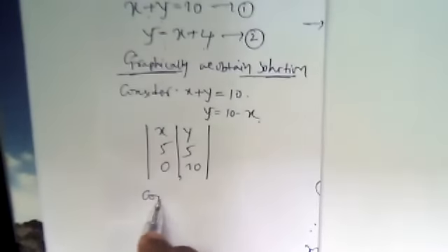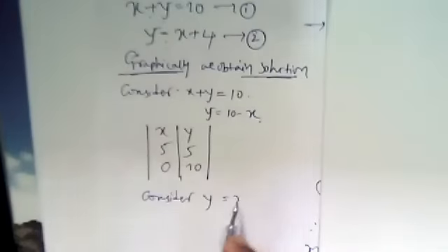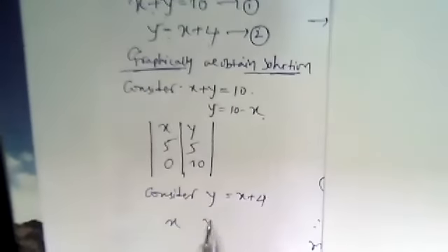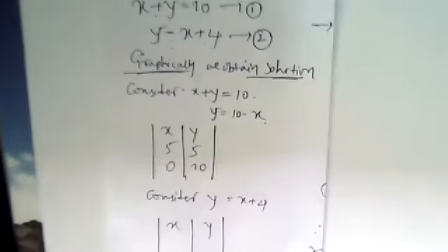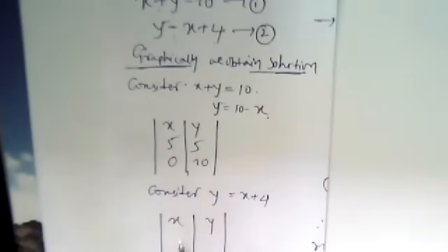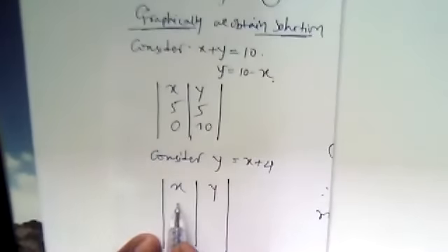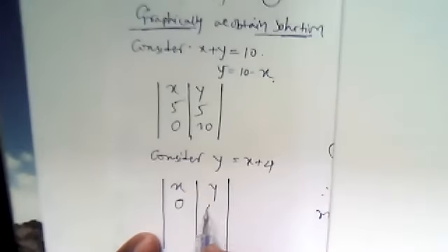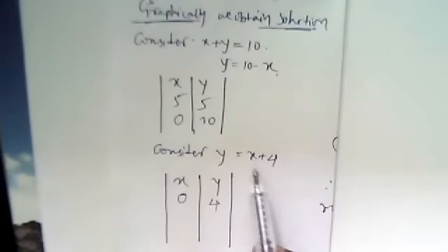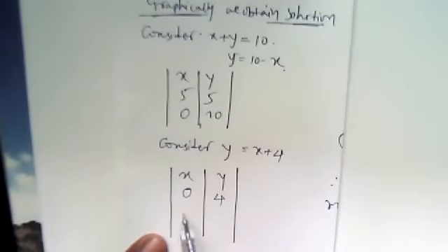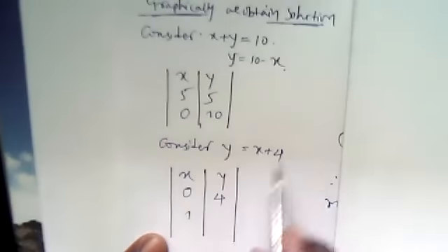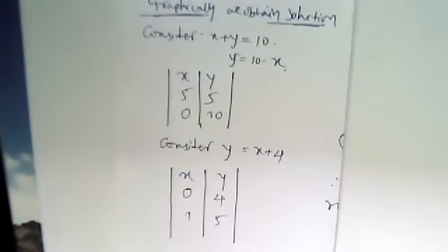Okay, the second equation is y is equal to x plus 4. Therefore, construct the table. What is the value of x? First value? 0. Okay, x is equal to 0 you can give. Therefore, x is equal to 0 means y is equal to 4. Next, x is equal to 1. Therefore, y is equal to 5. Okay, now you can plot the graph.